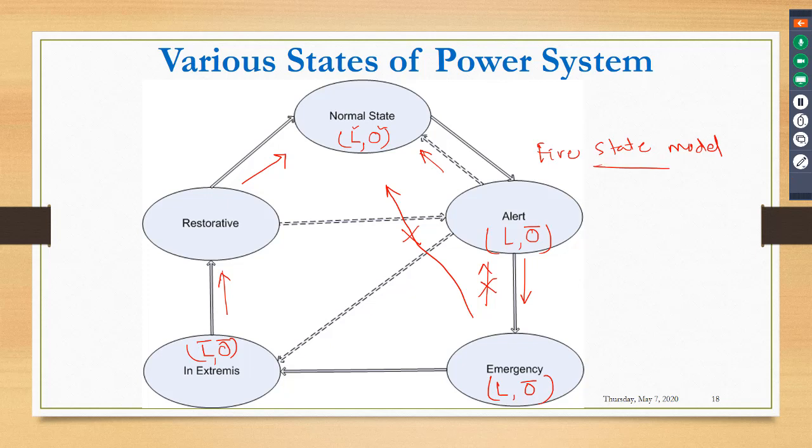So this shows that when a disturbance happens, how the operating state moves. Okay, from normal state to alert state, from alert state to emergency state. There is always a chance that from alert state the system can move back to normal state. If not possible, then it goes to an emergency state. Also from alert state it is possible that the system can go directly to in extremis state. And from restorative state it can go back to alert state or it can go back to normal state.